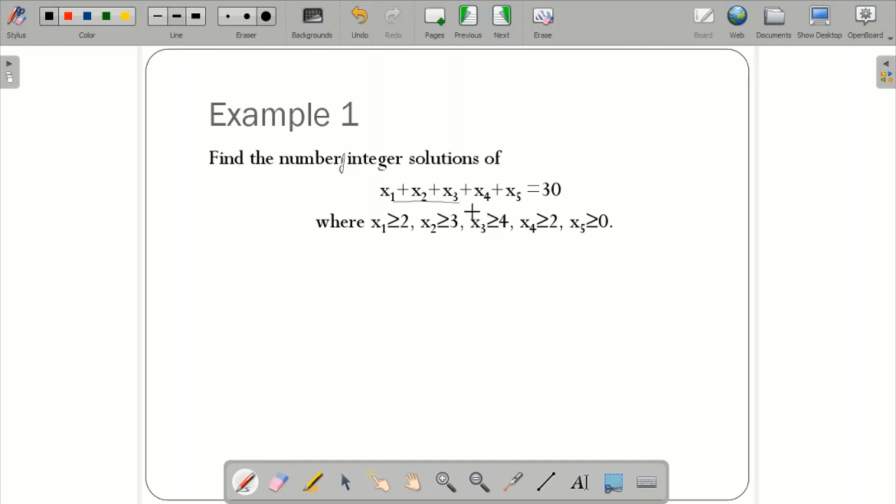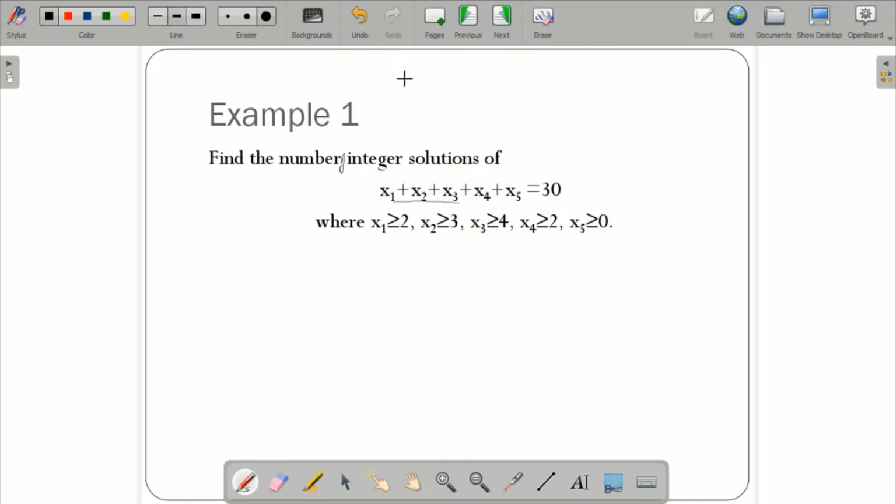So over here, you know that x1, x2, x3, x4 are all positive integers, and only x5 is a non-negative integer. Because the meaning of non-negative integer is always greater than or equal to 0, whereas positive integer is always greater than or equal to 1. But while finding a solution, I always have to find it in terms of non-negative integer solutions.